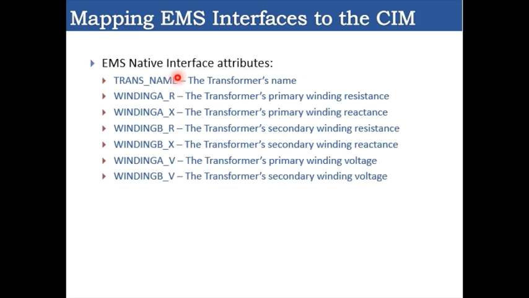So typically, say for example, if you are talking about the transformer, what are the various interface attributes in case of transformer? We have first the transformer name. Let's say the variable name is trans underscore name. So this will be the transformer name. Winding A underscore R will be the transformer primary winding resistance. X will be the winding reactance. Then winding BR is the secondary winding resistance. Winding BX is the transformer secondary winding reactance. Winding A voltage and winding B voltage.